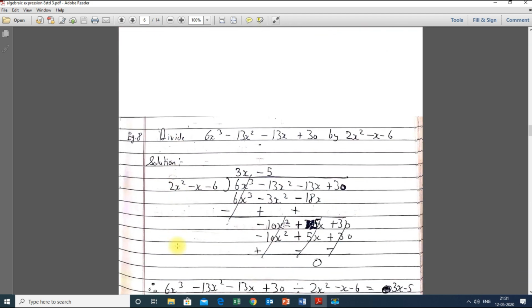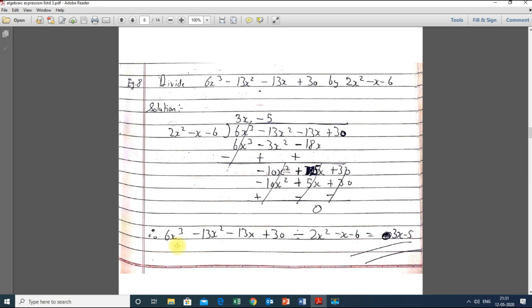Next. Okay, one more sum of dividing a polynomial by a polynomial. Hope you understand this type of sum. I request you, before listening to the solution, you can just try on your own and compare whether the answer is right or wrong. So divide 6x cube minus 13x square minus 13x plus 30 by 2x square minus x minus 6. Hope you have understood this type of sum.